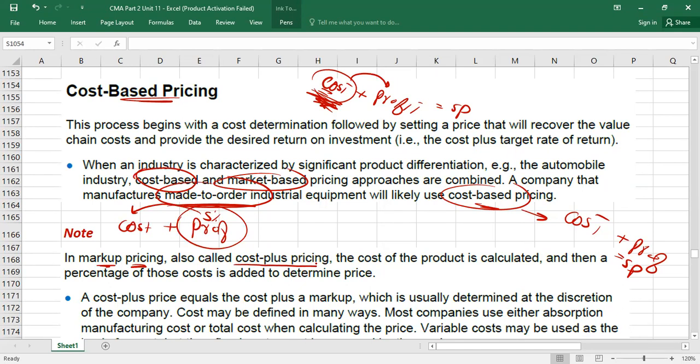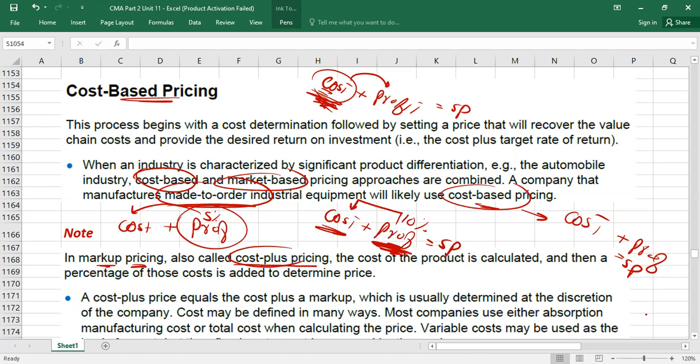Markup pricing means cost plus profit equals your sale price. For example, let's say you want to add 10% profit. What you will do is apply this 10% on your cost. So this is called cost plus pricing or markup pricing. Because this 10% is of cost, this profit is called markup.